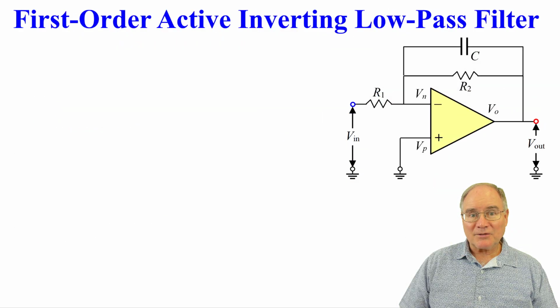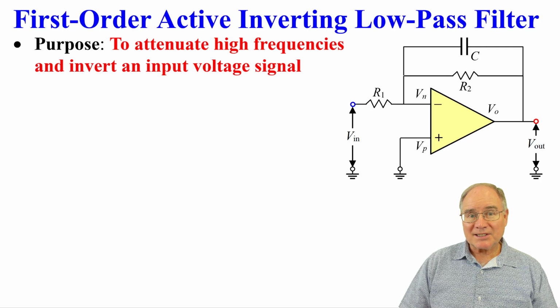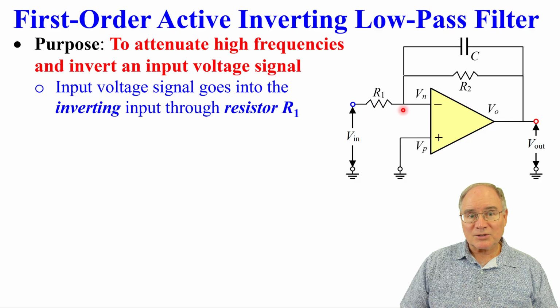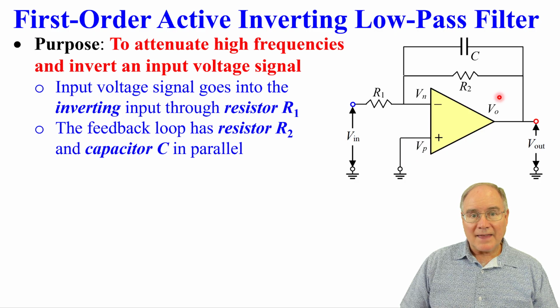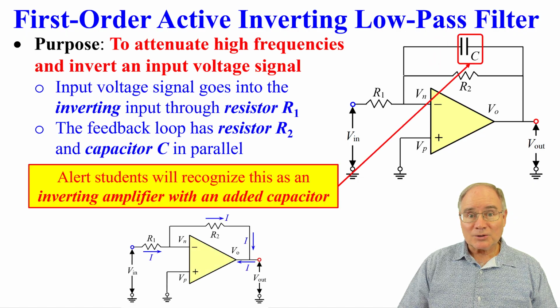Now let's consider a first-order active inverting low-pass filter. That circuit is shown here. Its purpose is to attenuate high frequencies while inverting a voltage input. The input voltage goes through resistor R1 and into the inverting portion of the op-amp. The non-inverting portion is grounded, and the feedback loop contains resistor R2 and a capacitor C in parallel. Alert students will recognize this circuit as an inverting amplifier with an added capacitor.